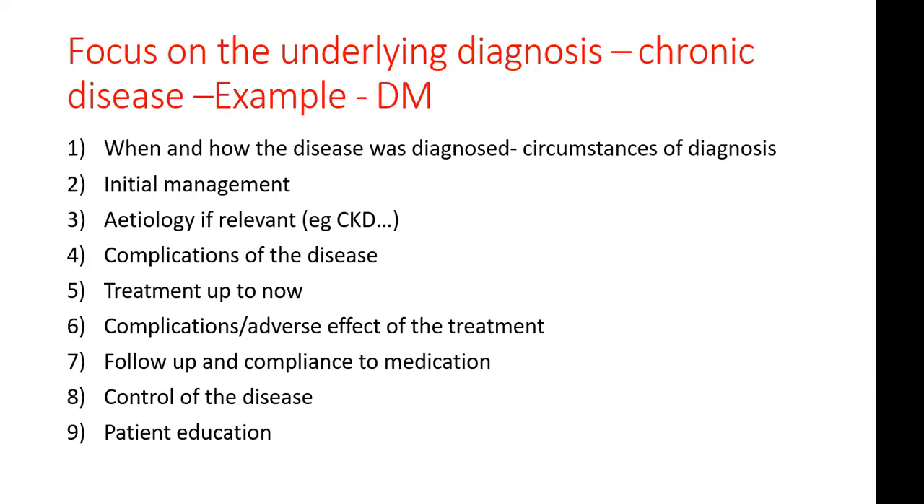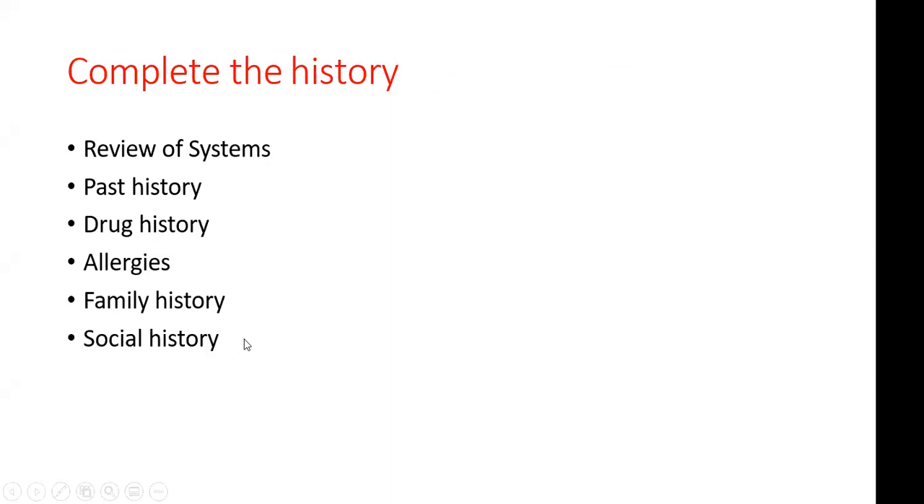When was the diagnosis made? Initial management, etiology, complications of the disease, treatment up to now, complications of the treatment, follow-up and compliance to medication, control of the disease, and patient education about the disease. Okay. So that is basically how you describe a chronic problem. And again, I emphasize, if the patient has 7 chronic problems, you don't need to do this for everything. Highlight, describe in detail the disease that is the cause for the patient to come to hospital, and the other ones you can present in a more summarized way.